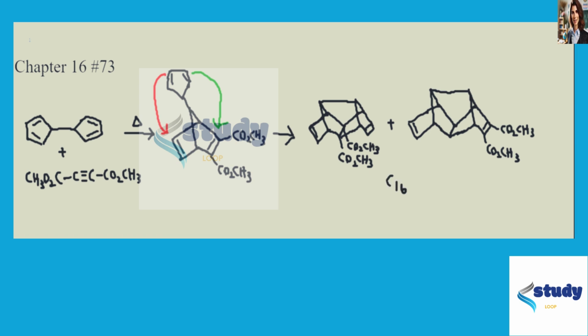And if you wanted to count, just to double check, they are going to be C16H16O4, which the problem told us they should be. C16H16O4. So there we go. And so this is the product of the domino Diels-Alder reaction, or one Diels-Alder followed by a second Diels-Alder. And that's the answer to chapter 16, problem number 73.